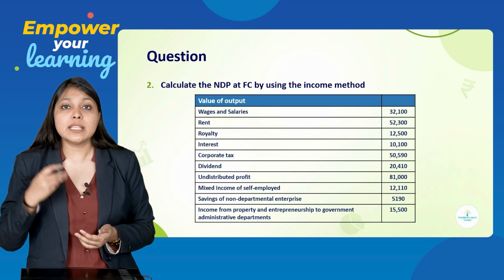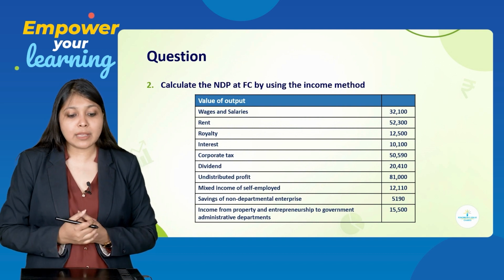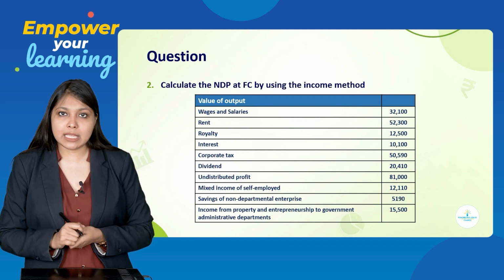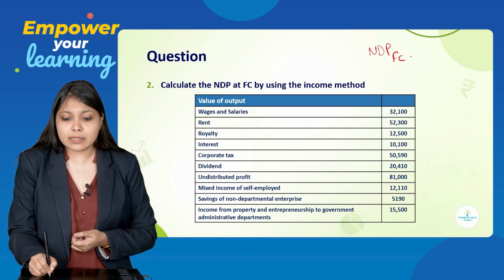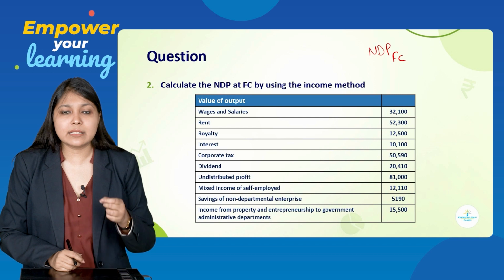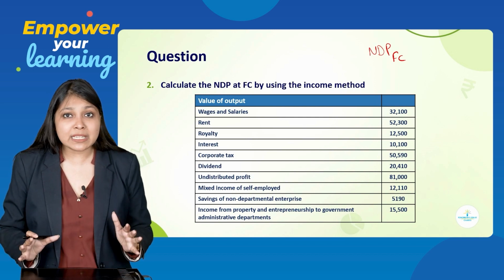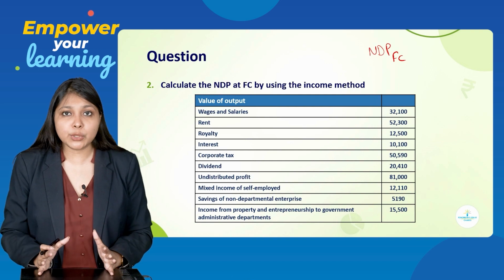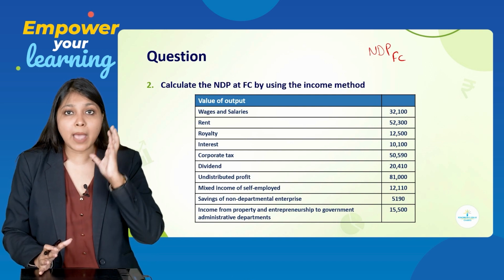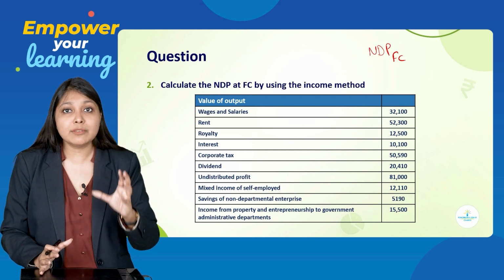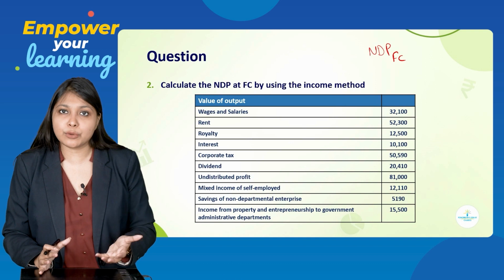Let us move towards the next question of our income method. Here again we have to calculate NDP at FC by using income method. See, many a times they will inform you in the question what kind of method you have to use in order to solve the question. But many a times only components will be given to you, and by looking at the components you have to make a proper thorough analysis of which method will be most appropriate for the particular question to calculate national income.